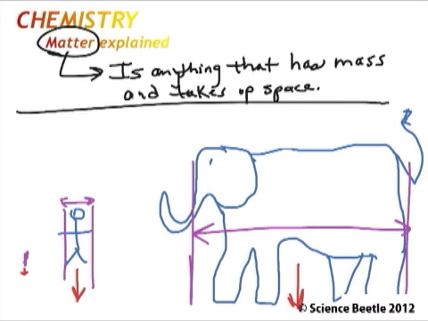So based on our definition of matter, an elephant has mass because it has a certain amount of weight. So does the human. It has a certain amount of weight. And even though the weight of the ant is very, very small, it still does have a particular weight associated with it. So each of these examples then would meet the first condition of what matter is, that it has mass. Now let's look at the second one, the takes up space part.